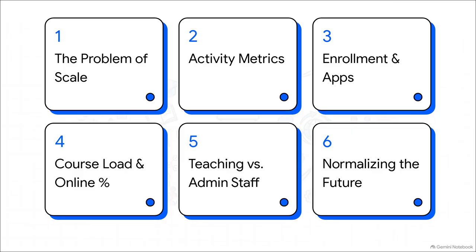Here's our roadmap for this explainer. 1. The problem of scale. 2. Defining activity metrics. 3. Enrollment and applications. 4. Course load and online percentage. 5. Teaching versus administrative staff. And finally, 6. Normalizing the future.